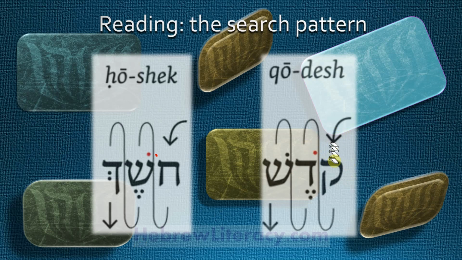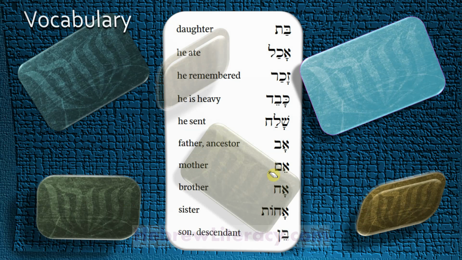So this one, k, like a Q, but you can make it similar to K. K, nothing underneath, nothing next to it. There's our vowel. So k, O, d, e, sh, kodesh, which means holy.